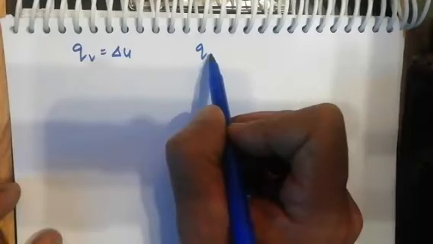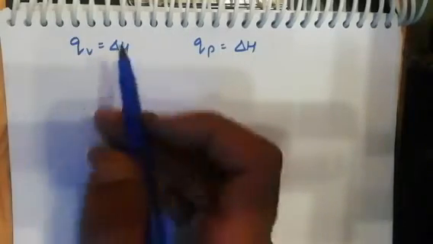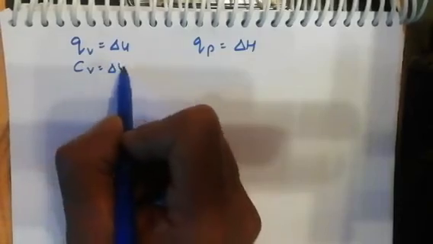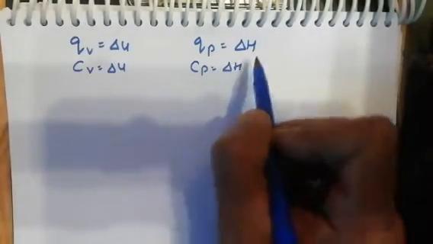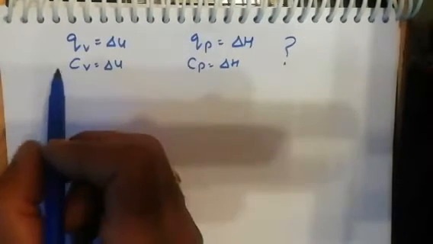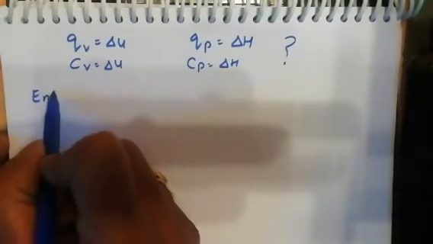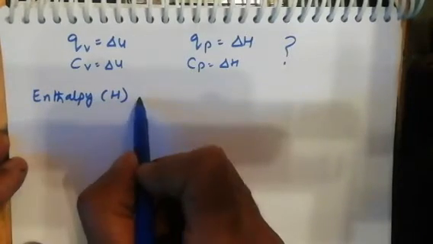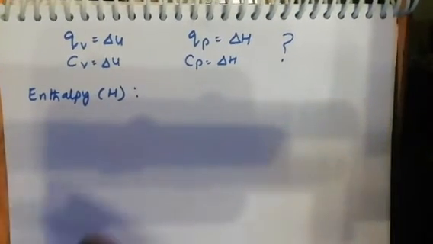Now I think you are wondering how QV is delta U and how QP is delta H, as we have done with CP and CV. CP and CV are heat capacities, so QV and QP, or I can say CV is delta U and CP is delta H. The question is how? For that purpose, we need to study the next topic, that is enthalpy. Enthalpy is denoted with H. So let us understand the meaning of enthalpy.